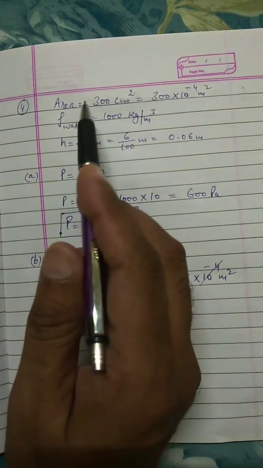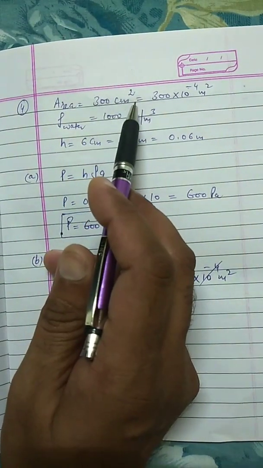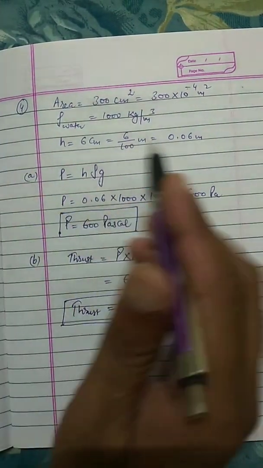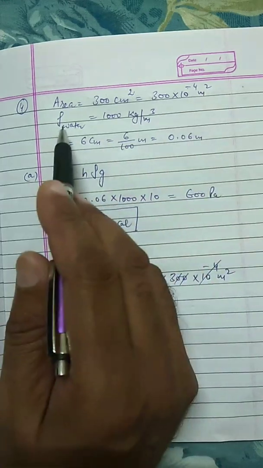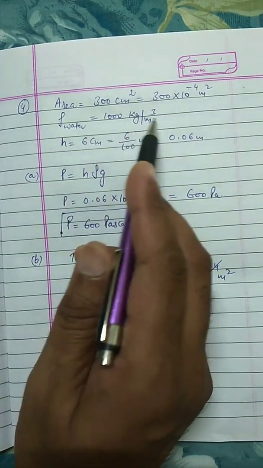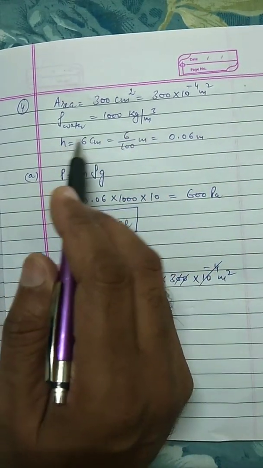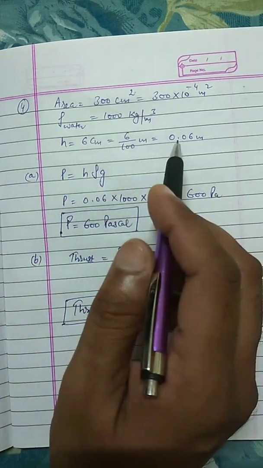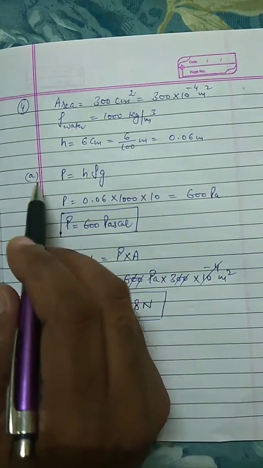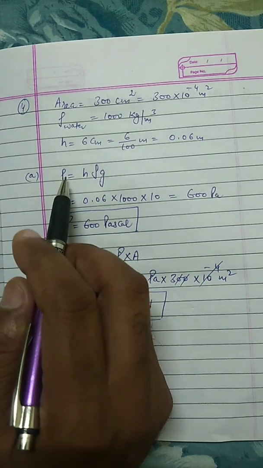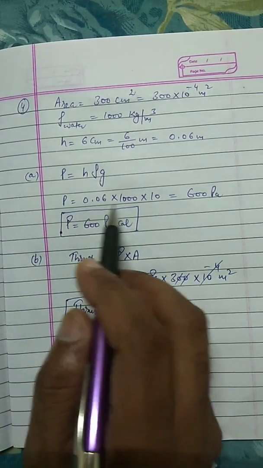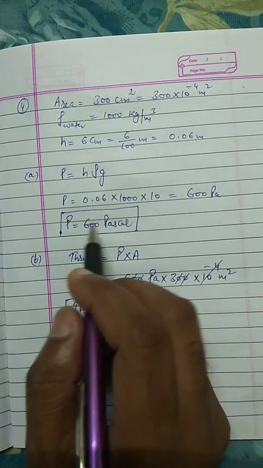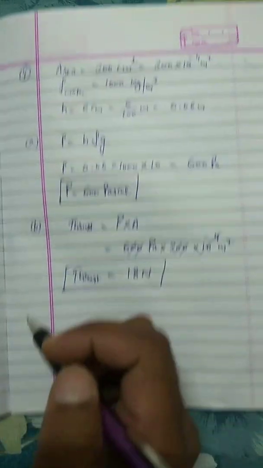Now in the fourth numerical, area is 300 centimeter square, that also you can convert into meter square. So 300 into 10 to the power minus 4 meter square. Density of water is 1000 kg per meter cube. Height is 6 centimeter given, so it is 0.06 meter. Find first the A part, the pressure. So the pressure formula is H rho G. By substituting the value we can get the answer, pressure equal to 600 Pascal.